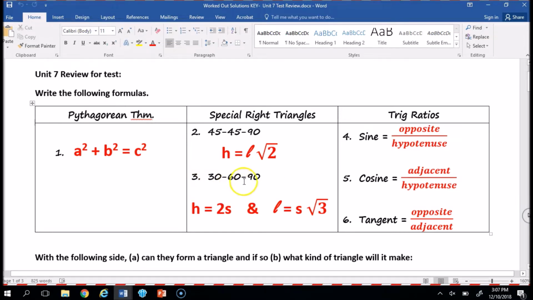With the 30, 60, 90, we have two formulas. The hypotenuse is equal to 2 times the short leg, and the long leg is equal to the short leg times the square root of 3. Now, I told you guys that if you can keep the square root of 3 straight with the 30, 60, 90, because it has three separate angle measures, then you should be able to keep the square root of 2 straight for the 45, 45, 90.